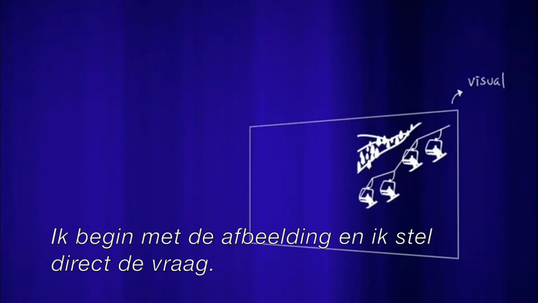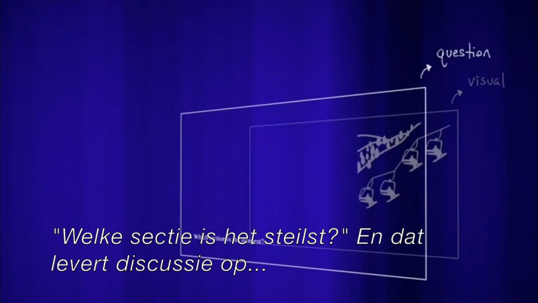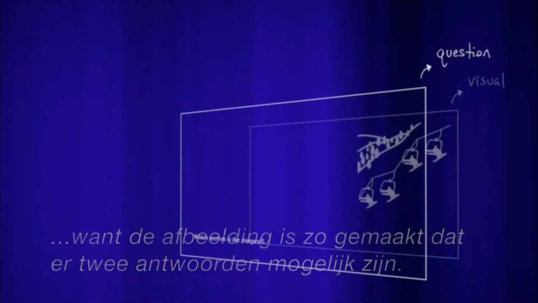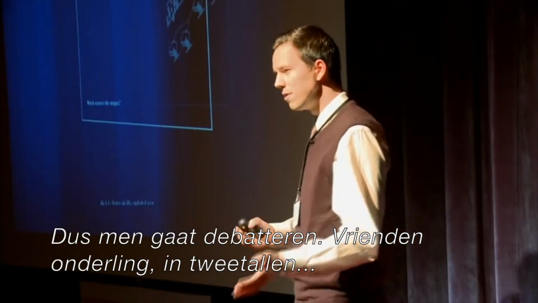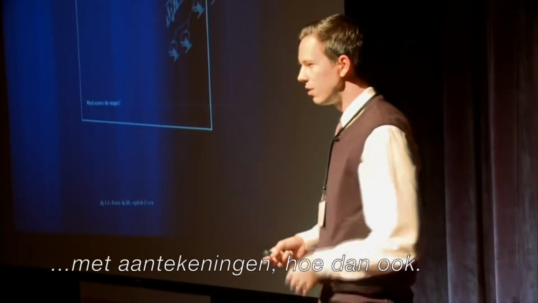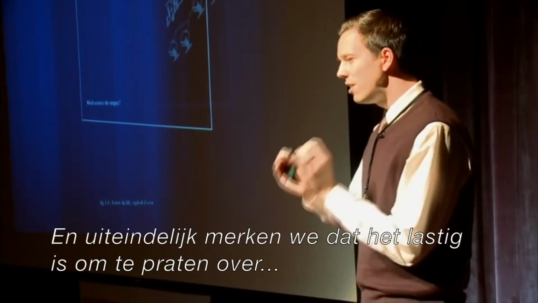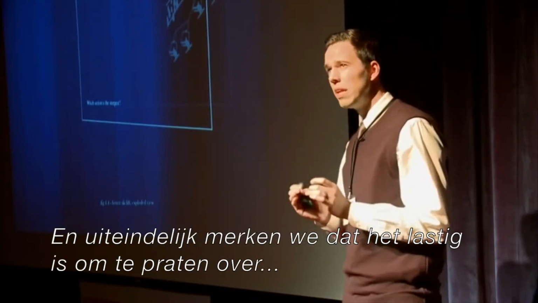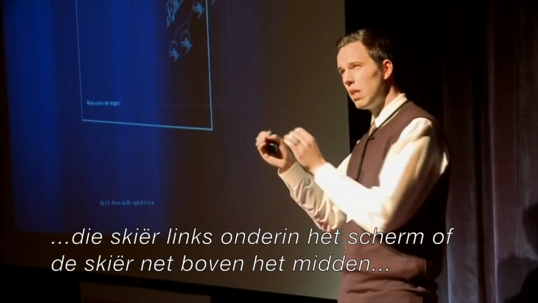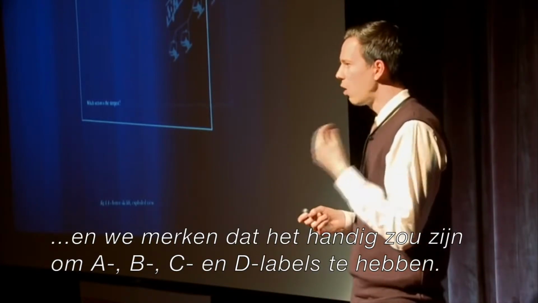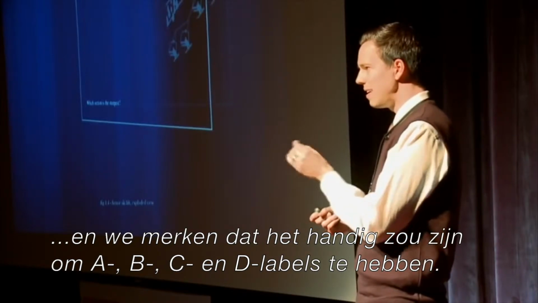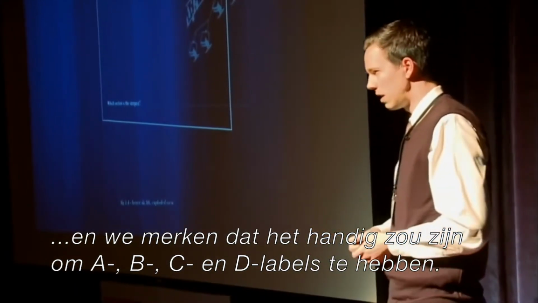So right here, I start with the visual, and I immediately ask the question, which section is the steepest? And this starts conversation because the visual is created in such a way where you can defend 2 answers. So we get people arguing against each other, friend versus friend, in pairs, journaling, whatever. And then eventually we realize it's getting annoying to talk about the skier in the lower left-hand side of the screen, or the skier just above the midline, and we realize how great would it be if we just had some A, B, C, and D labels to talk about them more easily.